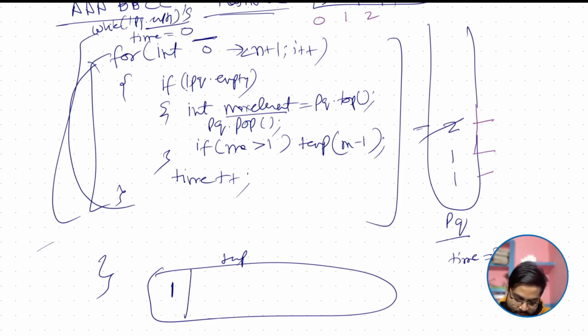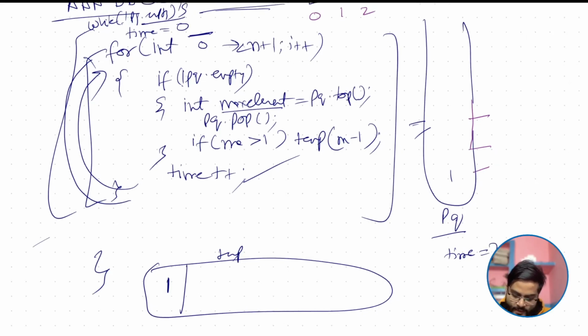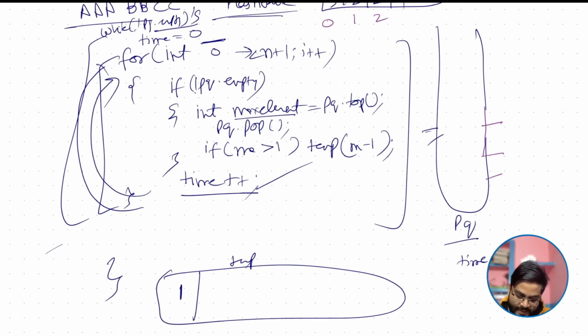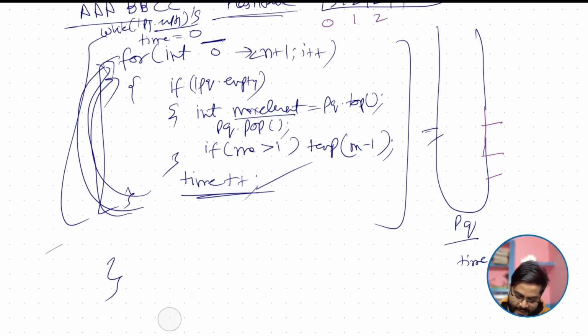Now pop this out. Run this for loop. We have one task here, and we will perform that one task here itself. I will increase my time. Now we have one task here, so I can perform this here only, so we will increase my time. After this, we have one task remaining in the temp array, so I will push this back in the priority queue. Now I have one task.